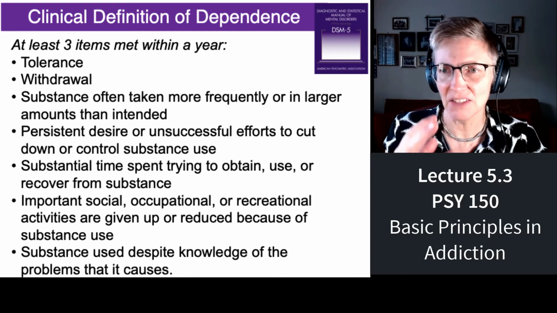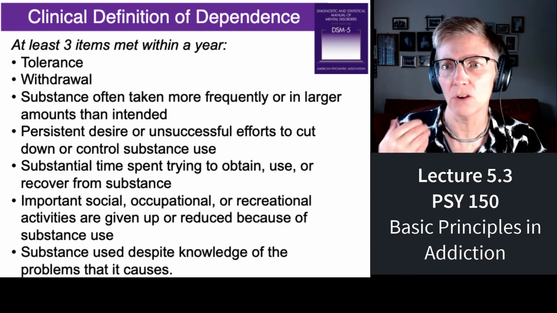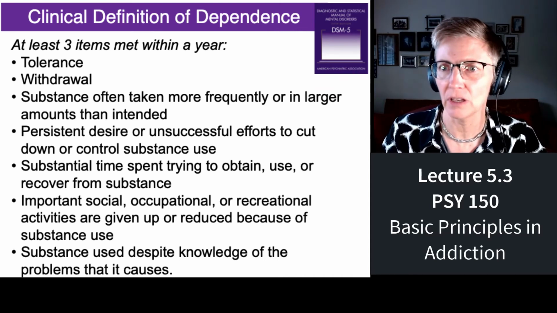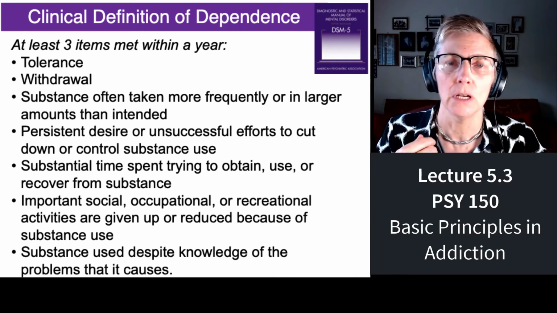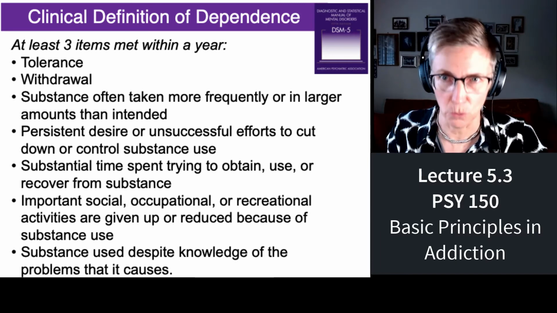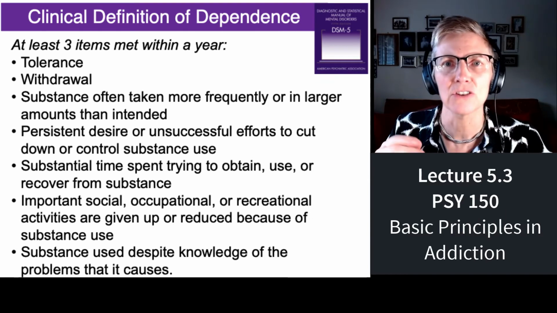If you constantly need the drug, if you spend a huge amount of your life trying to get the drug or use the drug or recover from the drug, if you start giving up important social and economic activities in order to get the drug. So you need 3 of those within a year's time.